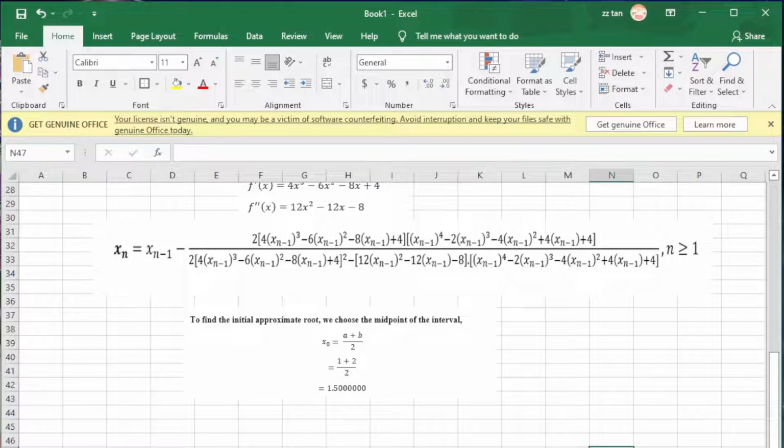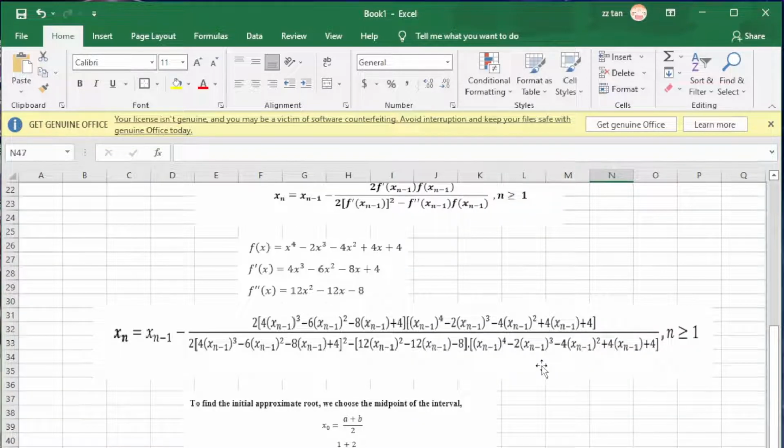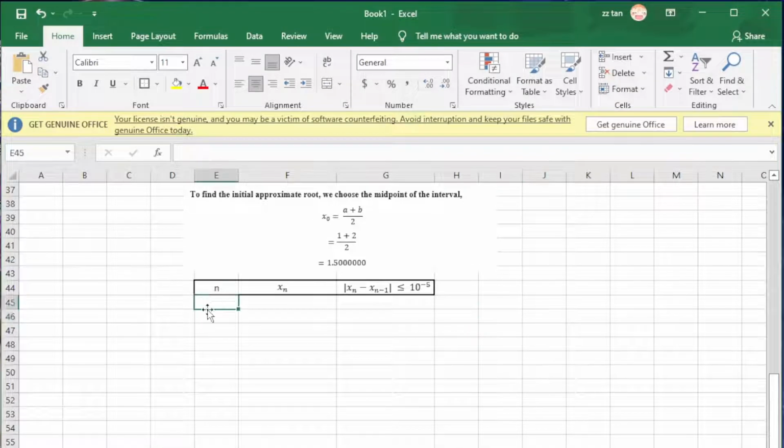And then before we start applying the Halley's method, we need to find the initial approximation root, so it is our x naught. So we use the midpoint rule to find our initial approximation root. So we apply (a plus b) divided by 2. Our a is 1 and our b is 2, divided by 2, and then we get the initial root of 1.5. And then we can start doing the Halley's method table.